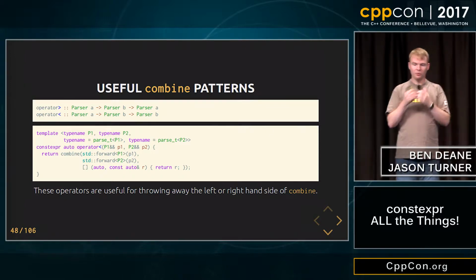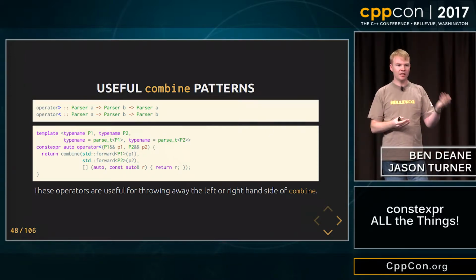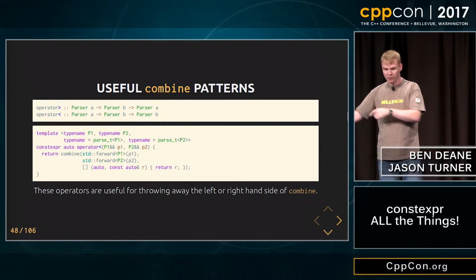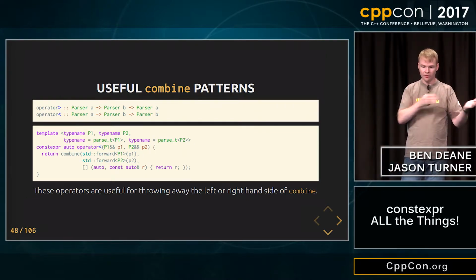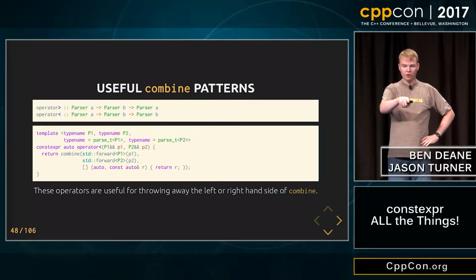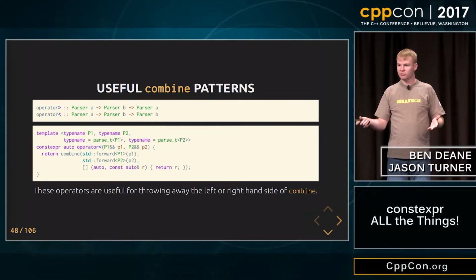And so what I did was I overloaded operator less than and operator greater than just to do this combine pattern where you throw away the thing on the less than side, if you like, or the other way around on the right-hand side if you're doing greater than. So you can see that when we call combine here, we give it the parsers, and the function we give it just throws away the left-hand argument and returns the right-hand.